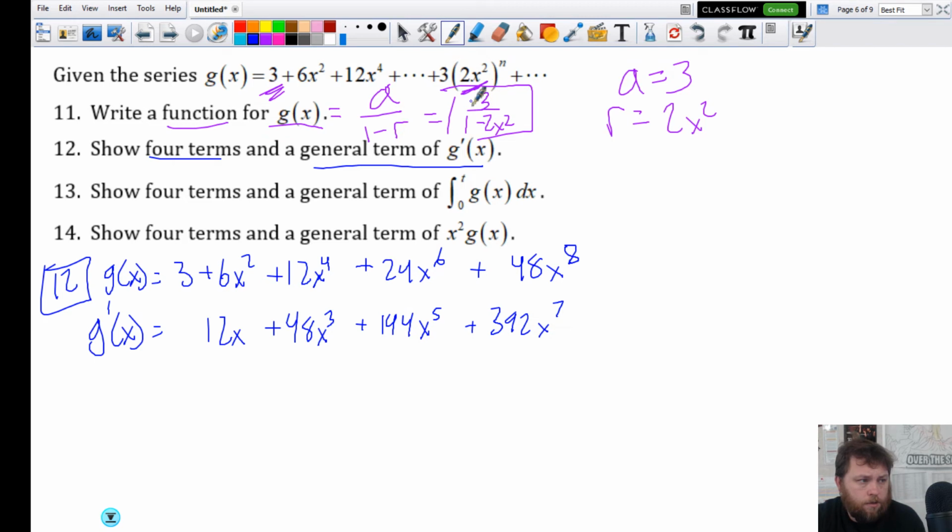Now the general term is just deriving this thing. So the general term was 3 times 2x squared to the nth power. Now you're deriving it in terms of x, so you're not deriving this n. It's not going to be an n minus 1 power. Is it? Well, kind of. This is really weird to me in this format. I mean, technically, okay, n's a number.